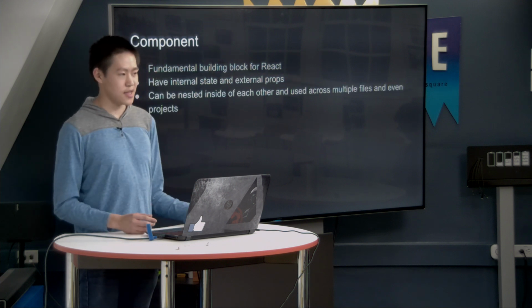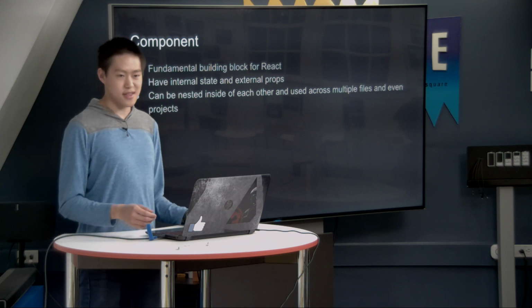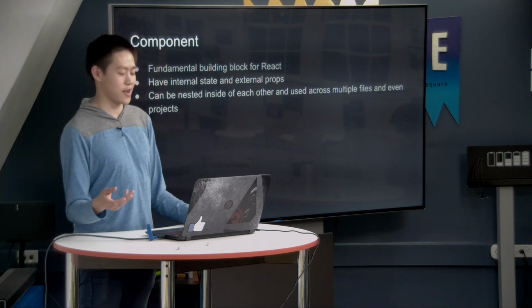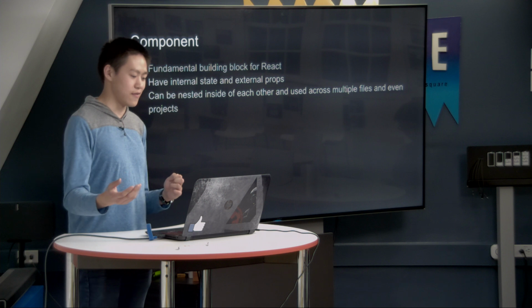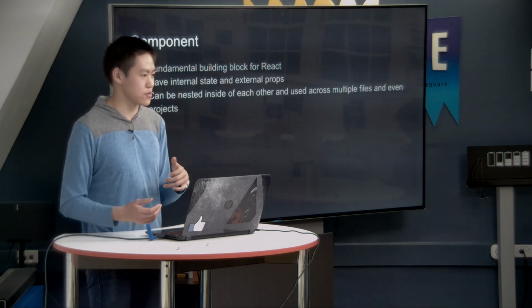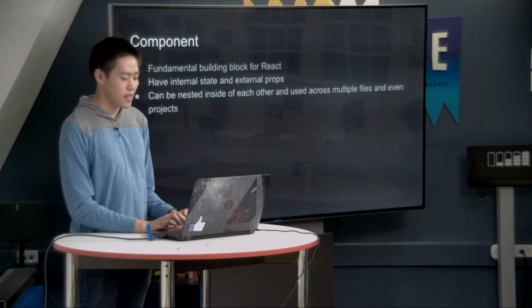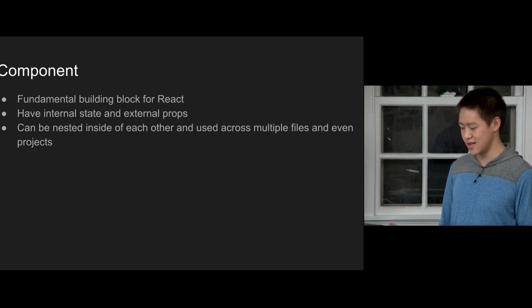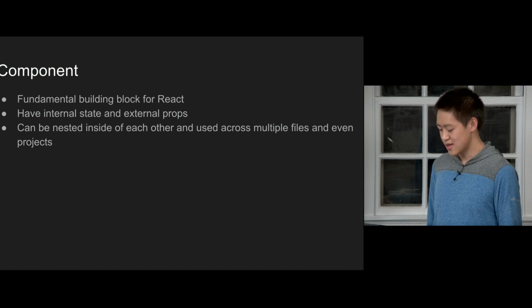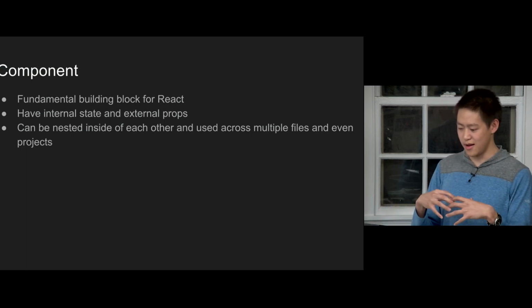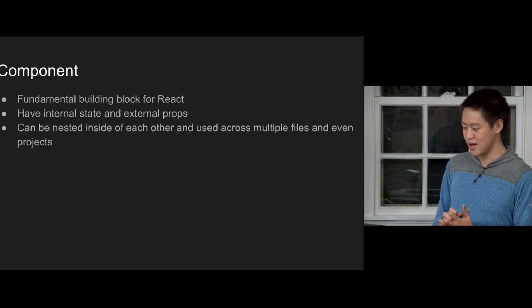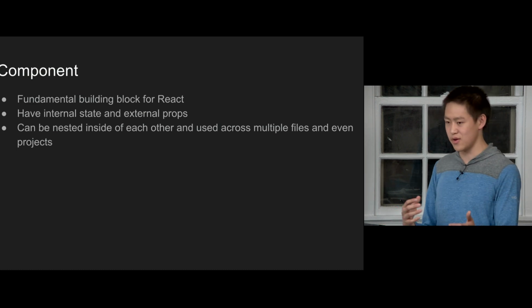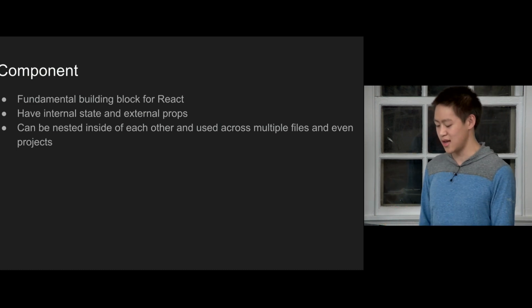Another thing that we'll see is something called the component. And this is the fundamental building block for React. So these components have internal state and external props. We'll talk about what those things are later. And these are nested inside of each other and can be used across multiple files and even across multiple projects. And so this component is like a contained view of the project, and we're going to be changing the way this component is rendered based on the internal state and external props.